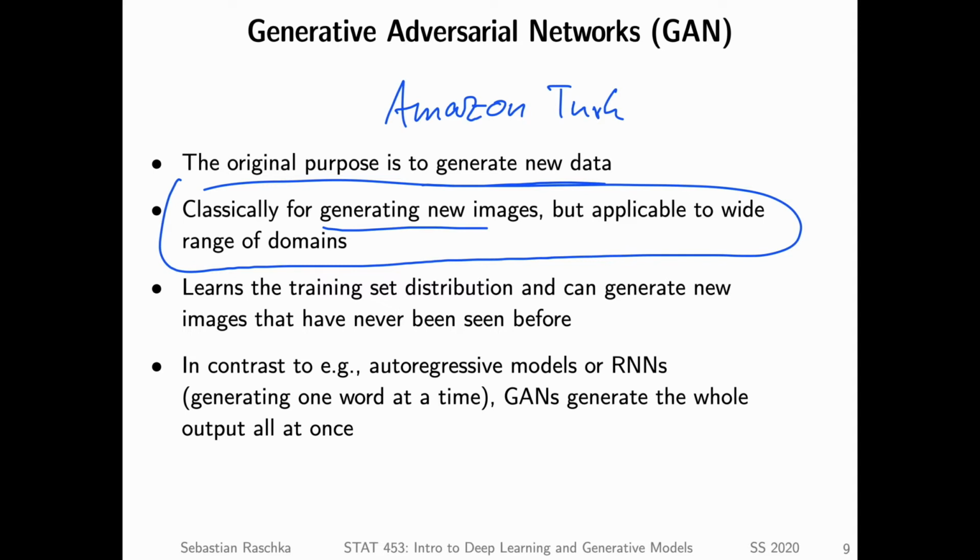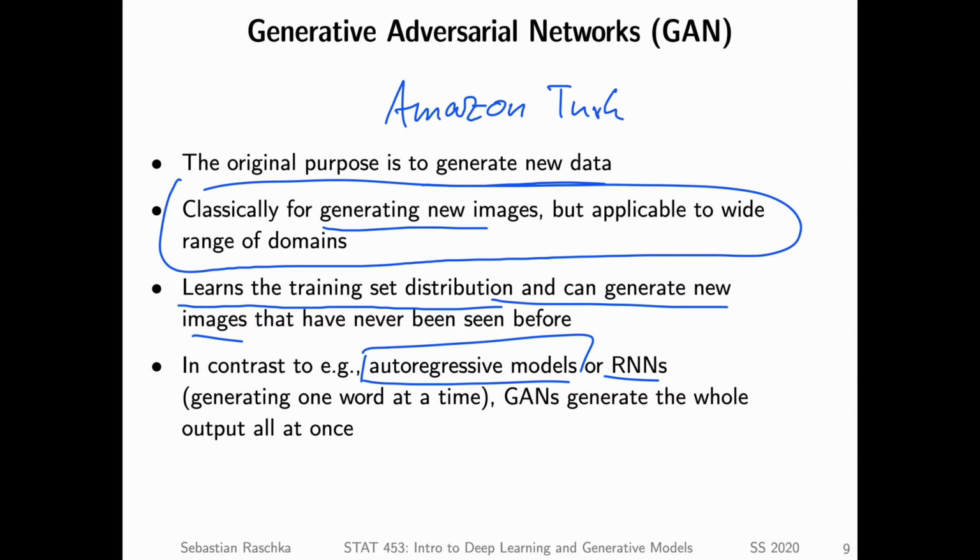In addition to that, what a GAN does, it's learning the training set distribution. So it can then generate new images that have never been seen before, which I just mentioned. And there are other methods for generating new things. For example, if you remember the RNN lecture where we had RNNs, or also if you know that from other statistics courses, autoregressive models, they generate one thing at a time. So the RNNs were generating text one piece at a time, or autoregressive methods, for example, for time series modeling, they are generating one data point at a time.